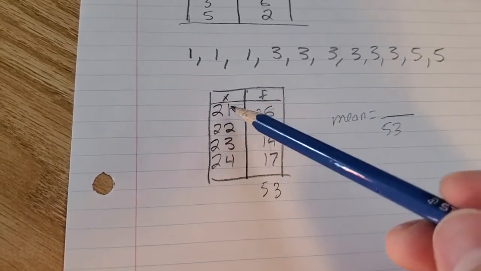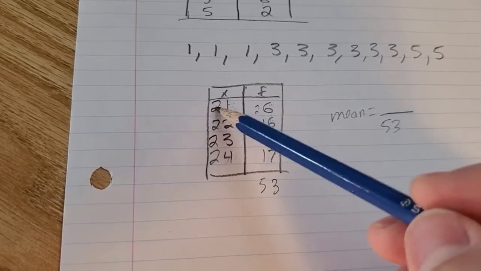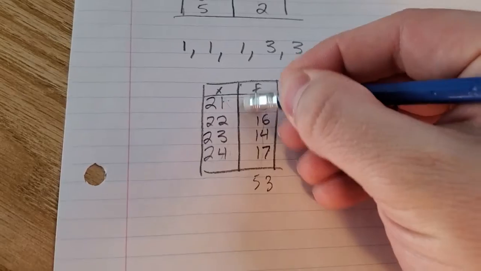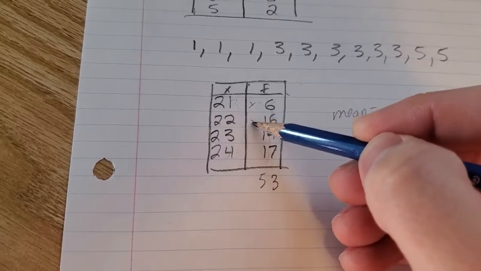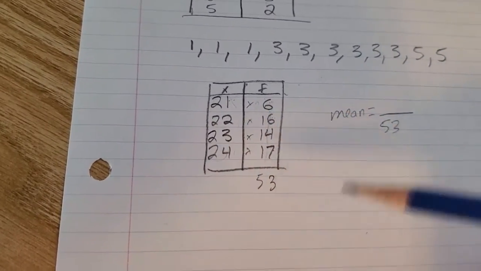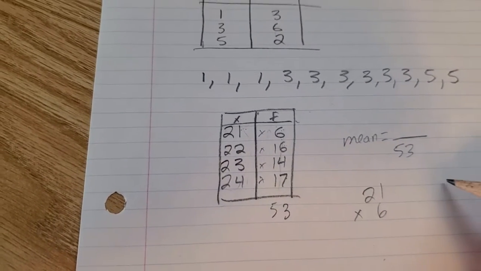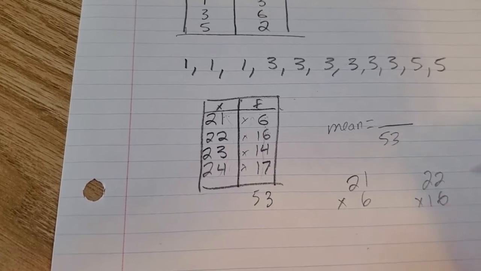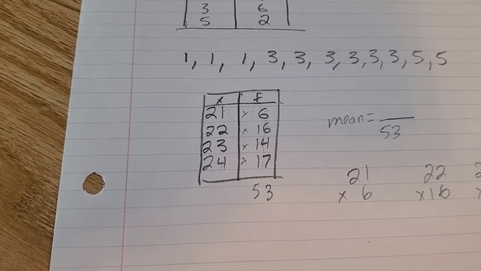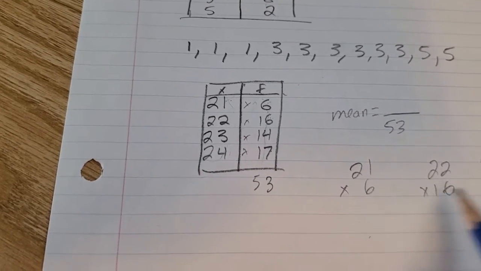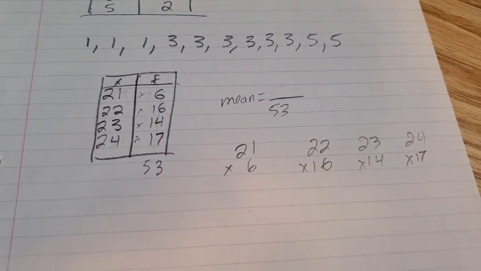And then to find out all of these added up, we're not just adding these numbers, because remember, we have 6 21s. We have 16 22s. So we need to multiply first. We're going to take these numbers and multiply them by each other and then add those up. So we need to do 21 times 6, 22 times 16, 23 times 14, and 24 times 17. And then add all of those values up, put it here and divide by 53.